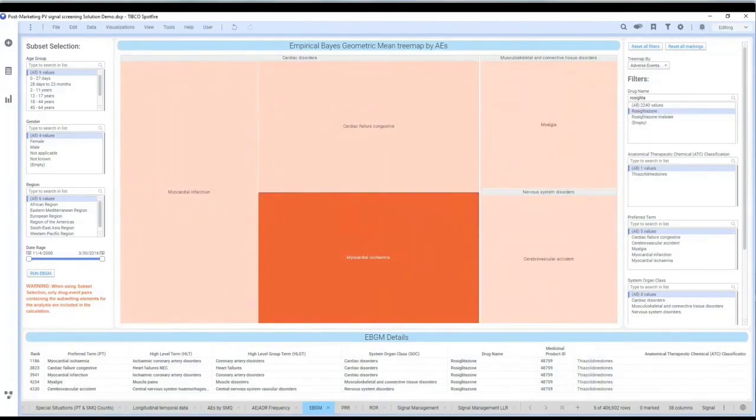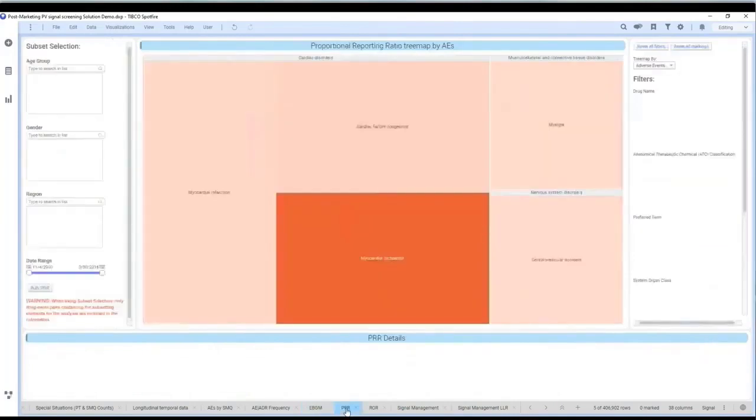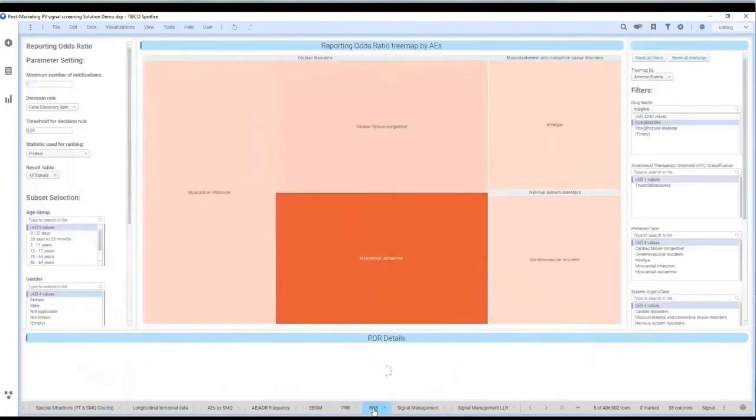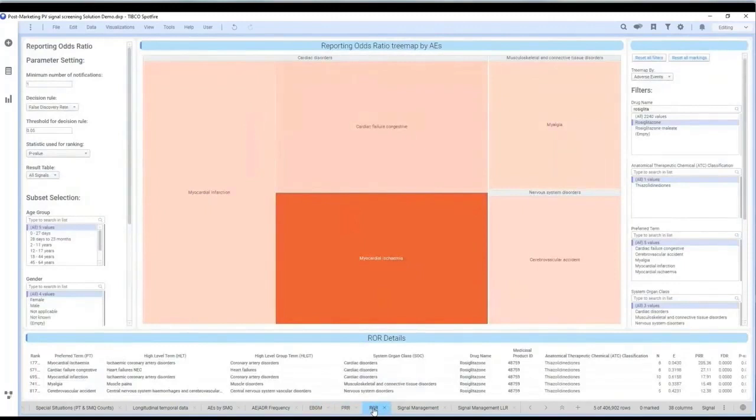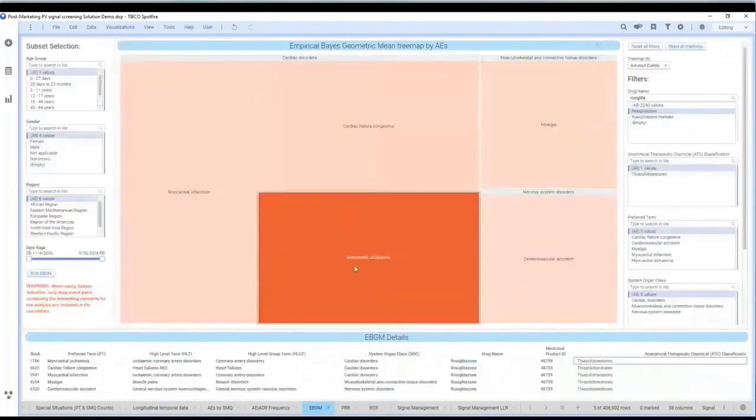Rosiglitazone is used to treat type 2 diabetes. It has been removed from the market in most countries, but it's still available in the United States, although its use has rapidly dropped since the boxed warning regarding increased ischemic cardiovascular risk was issued in 2007. If you look at the other two algorithms, PRR and ROR, you can see that the other two statistics are also generating very similar signals for this same drug and adverse event.